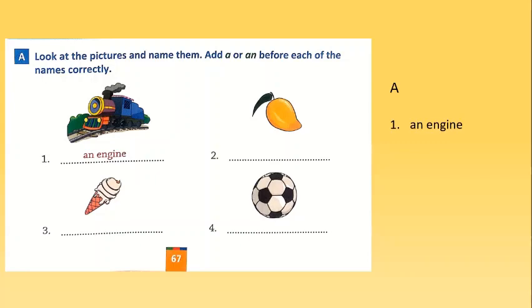The next picture is that of mango. Now the word mango starts with M. Is M a vowel or consonant? M is a consonant. So we use article a mango. You can write it down, a mango.